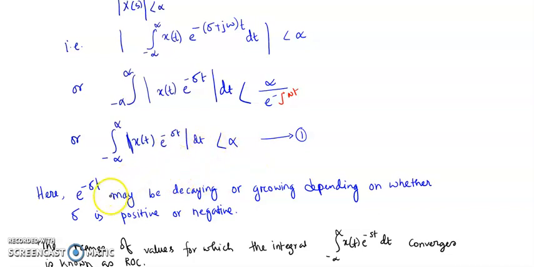In this equation, if you observe e^(-σt), this may be decaying or growing depending on whether sigma is positive or negative. If sigma is positive, e^(-σt) will be a smaller value, and if sigma is negative, then e^(-σt) will be a greater value. That is why it will be growing. So convergence will depend upon the value of sigma.